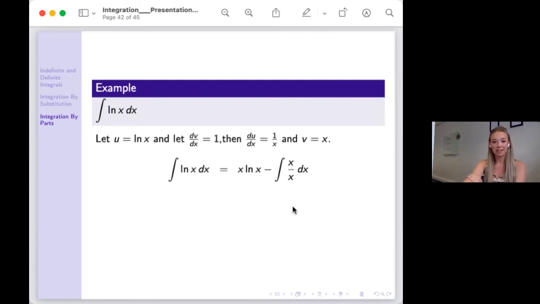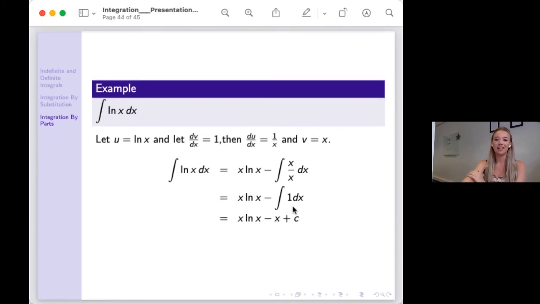We've got the integral of x over x, but that's just the integral of 1, and the integral of 1 in terms of x is just x. So the integral of ln x altogether is x ln x minus x, and then plus our constant of integration, c.